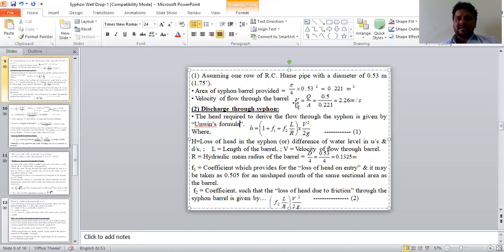So velocity is already known. V is equal to 2.26, L is the length of the barrel and R is the hydraulic radius. Hydraulic mean radius, how to calculate, you might know. In fluid mechanics or hydraulic machinery, or open channel, you might have studied this. F1, F2 are constants, right? Everything is given here. L, the length of the barrel, is unknown, right? V is velocity, which is known. I will tell how to calculate L.